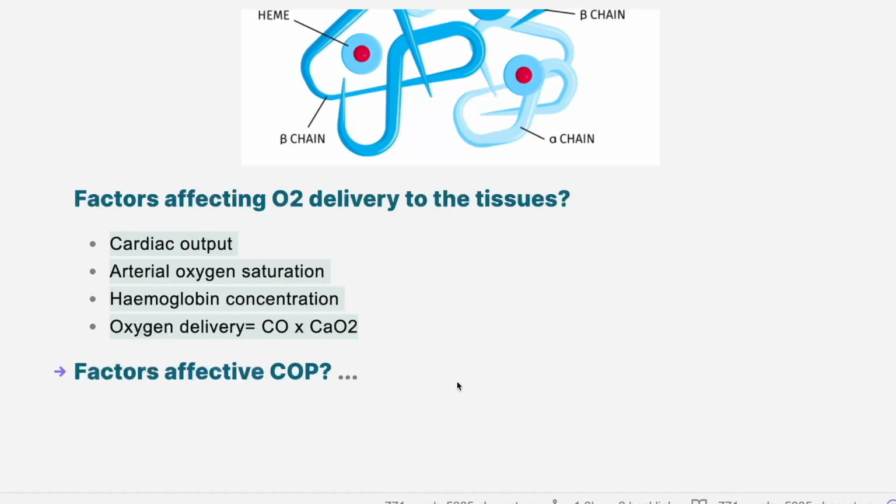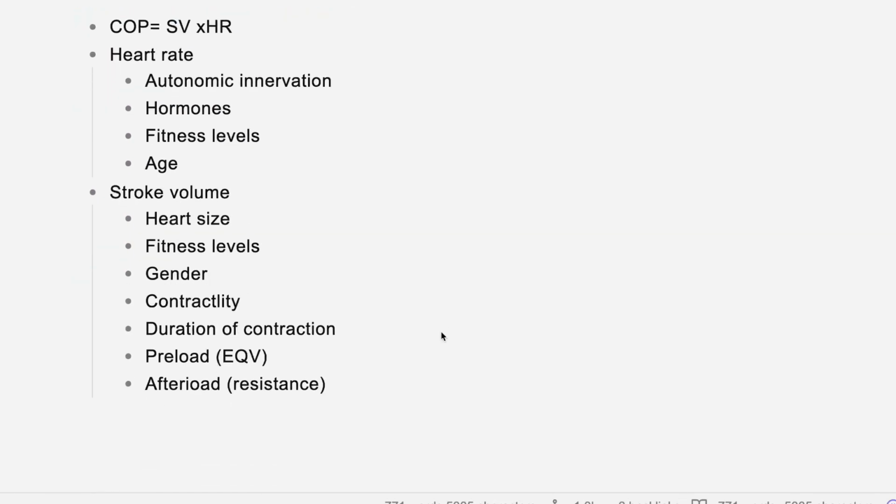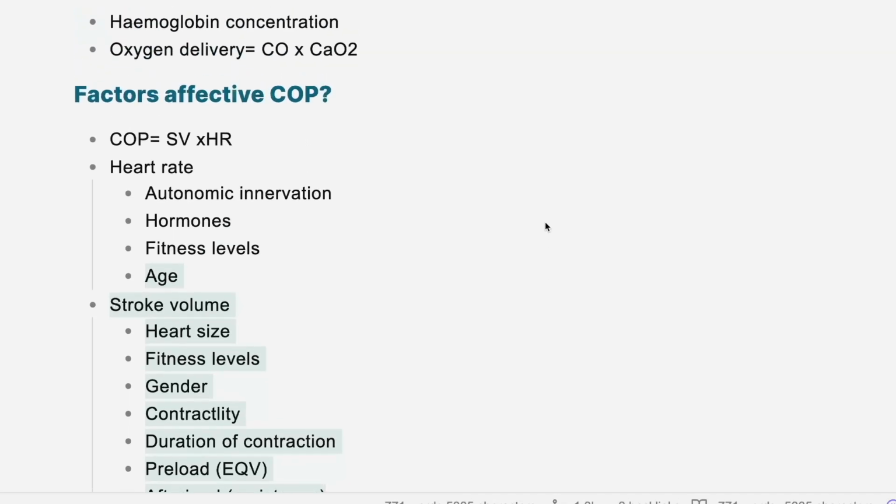On the other side, the stroke volume, which is end diastolic minus end systolic volume, can have multiple factors as well, and that will be the patient posture, the muscle tone in the peripheries, and the venous tone in the peripheries, and also the intrathoracic pressure and many other factors, and of course the patient age and fitness as well. So heart rate: autonomic innervation, hormones, fitness level and age. And stroke volume: heart size, fitness level. And of course, male patients are likely to have more stroke volume than female patients, preload and afterload, which we explained at the stroke volume.